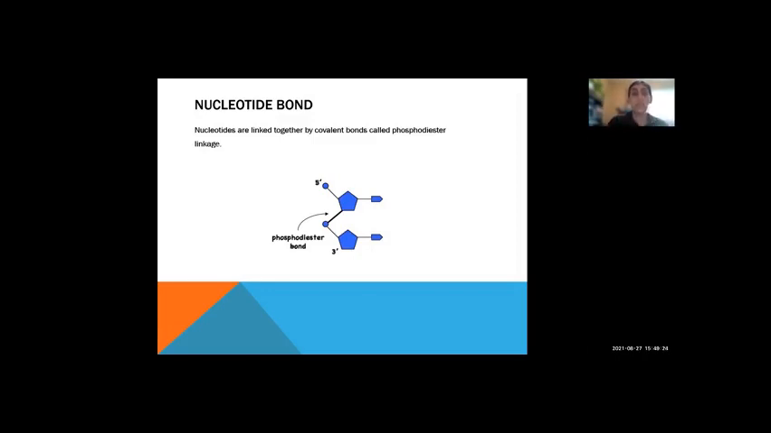What is its glue? Nucleotides are linked together by a covalent bond called phosphodiester linkage, right here. This is the glue.